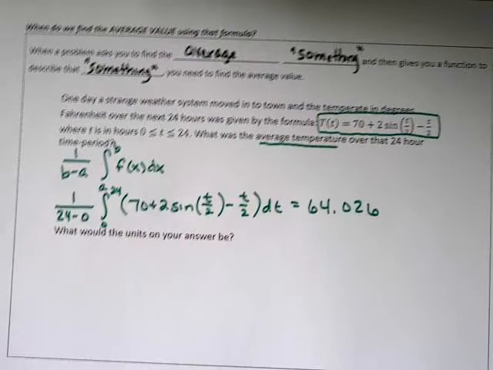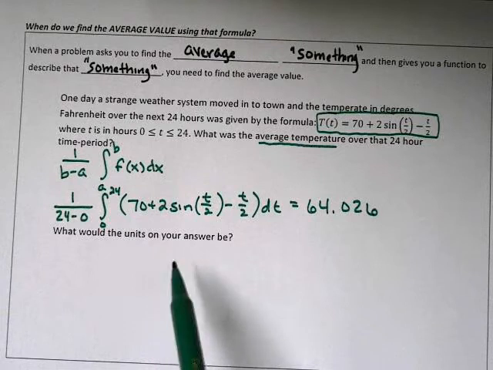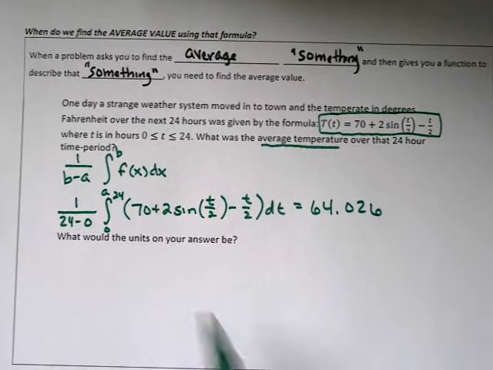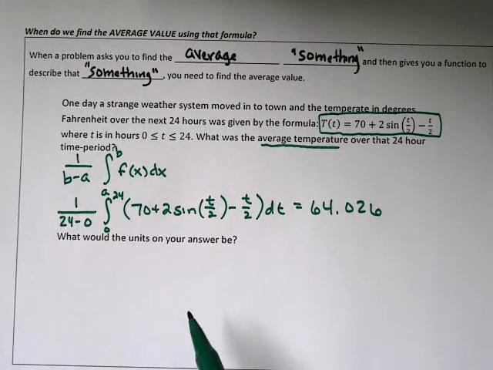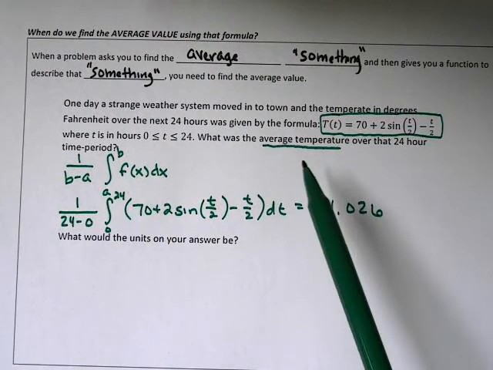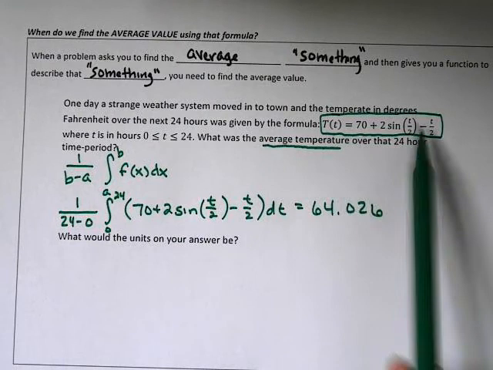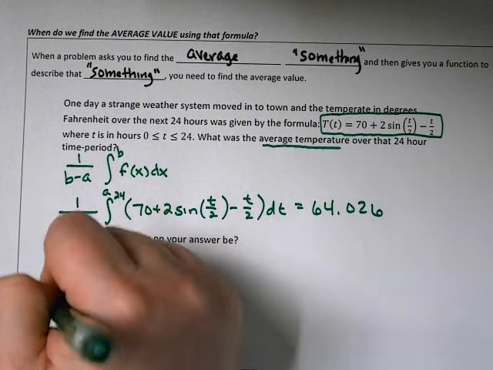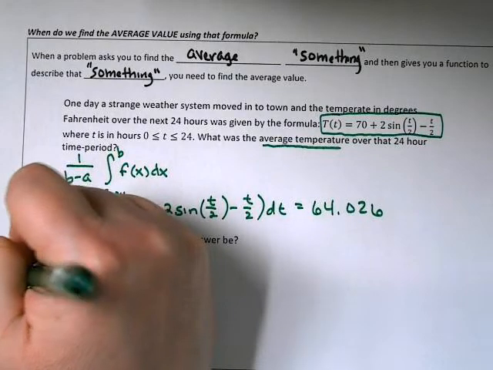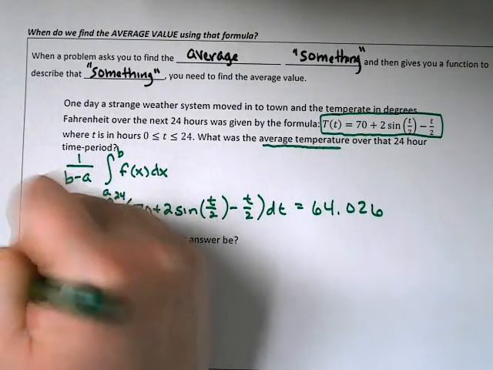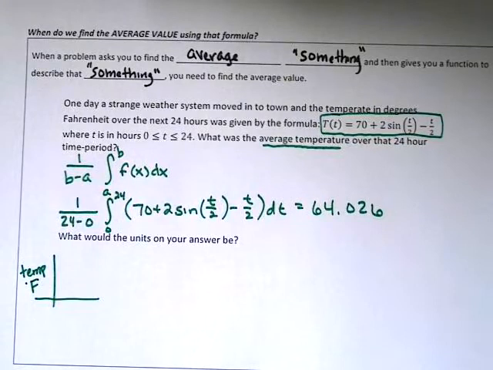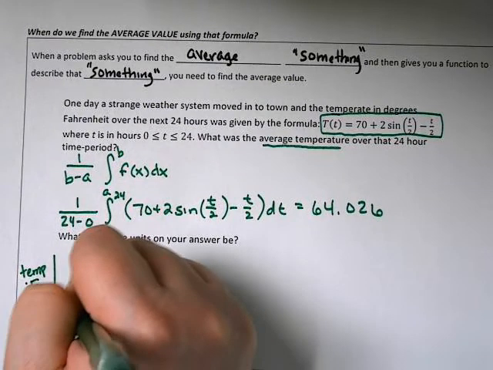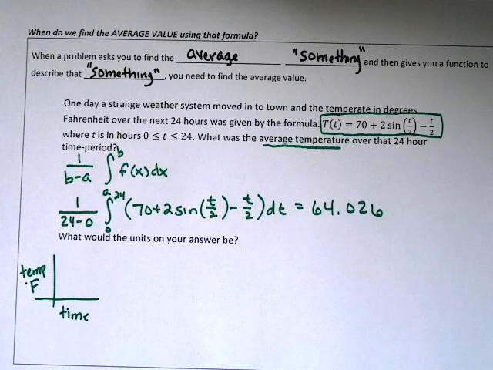So what we want to look at next is what would the units be, right? We just talked a lot about how to figure out what the units are for these problems. So let's think about what the problem gave us. They gave us this function t that's got temperature in degrees Fahrenheit. So the temperature in degrees Fahrenheit. And then we've got T, which is time, and that's measured in hours.